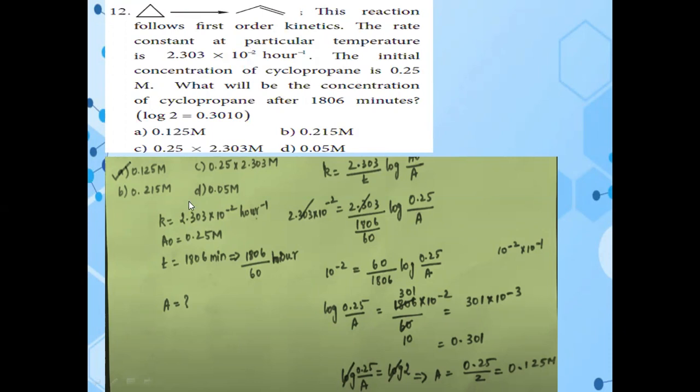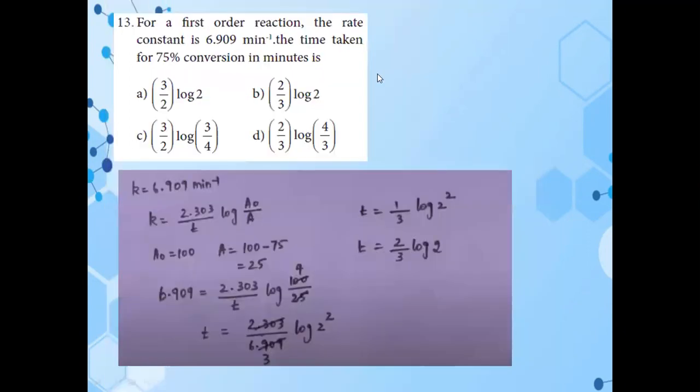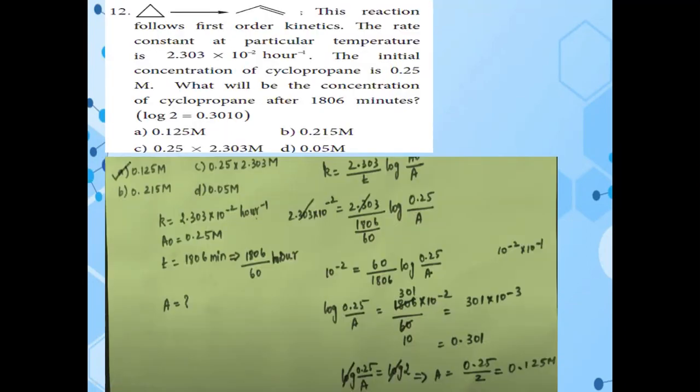First, we need what is given in the question. The rate constant K is equal to 2.303 × 10 power minus 2 hour inverse. The initial concentration, that is A naught, is 0.25 M. And t is 1806 minutes.